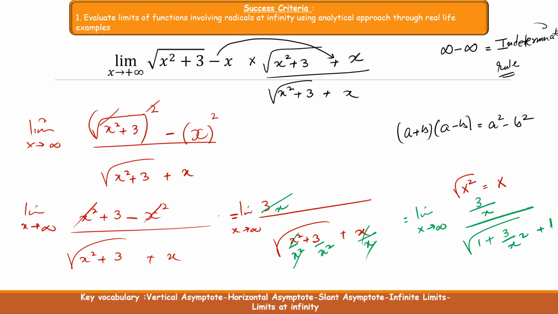Now apply the limit. So when we apply the limit, 3 over infinity, over square root of 1 plus 3 over infinity square, plus 1. So 3 over infinity is 0, divided by 1 plus 0 plus 1. Anything multiplied by 0, the answer is 0. So remember, whenever we have only the square root and you have the chance to take the conjugate of that square root before solving, better to solve by the rationalizing technique.